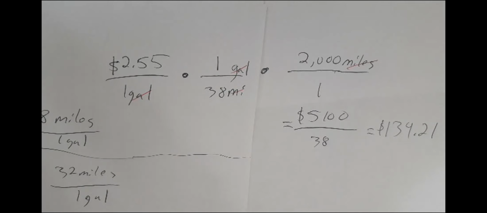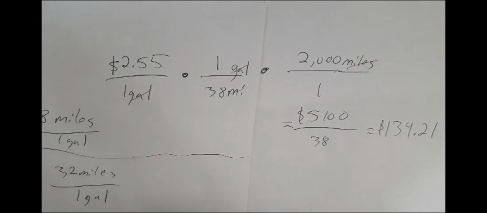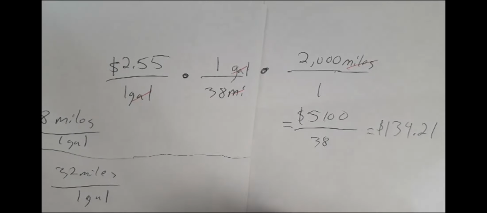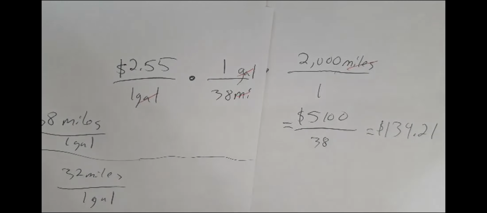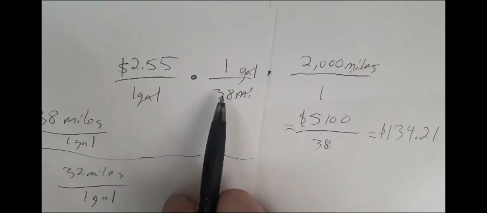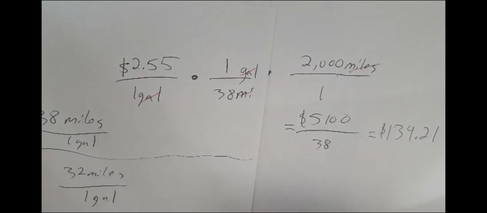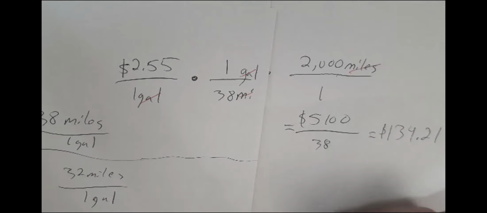Okay, so that was a lot of work for one problem, but the good thing is you've set this up for the next one, hopefully. So is this going to change in the next one, the 2.55 per gallon? No, that's going to stay the same. Gas price is still going to be the same. Is this thing going to change, the 1 gallon getting 38 miles? Yes, that's the thing that's going to change. Instead of 38, now we're going down to 32 miles for every 1 gallon.